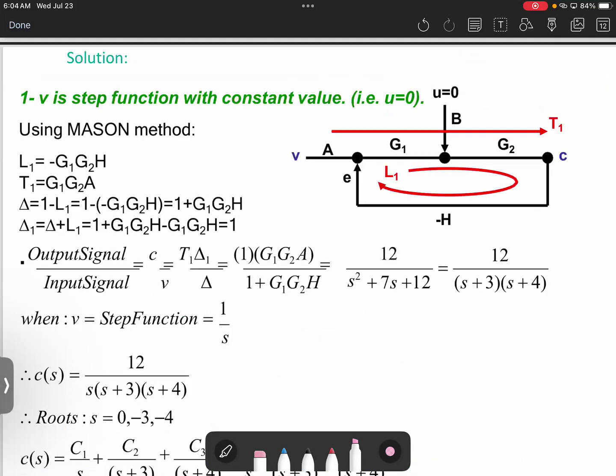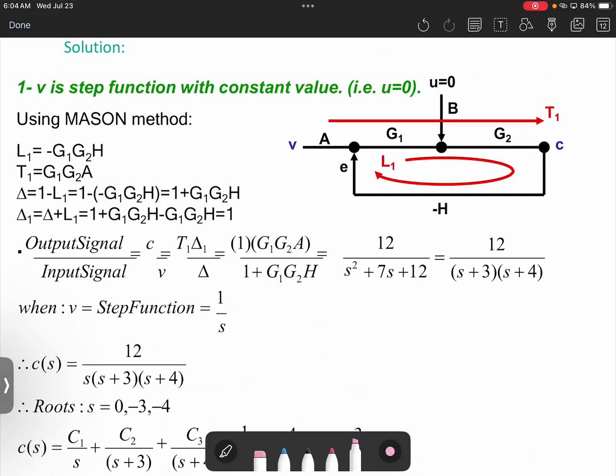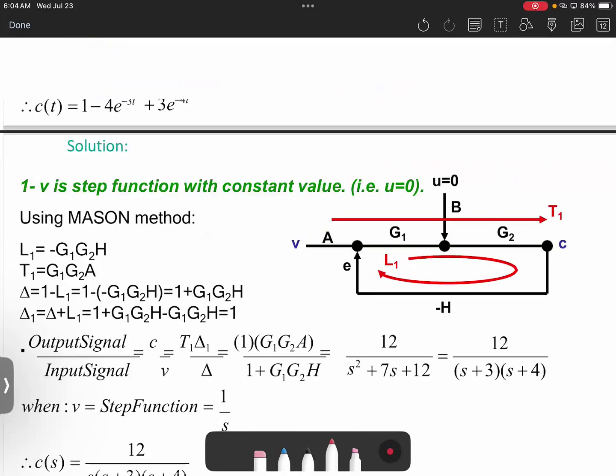So let's do it like this. L1 equal -G1 G2H. Path 1 will be G1 G2H. Delta equal 1 minus L, while delta 1 will be 1. Therefore, the output signal will be P times delta divided by delta, which is 1 times G1 G2H, over 1 plus G1 G2H. Substitute G1 G2 with its own value because we already have the values of G1 G2 here.